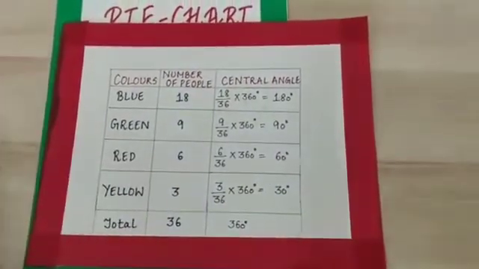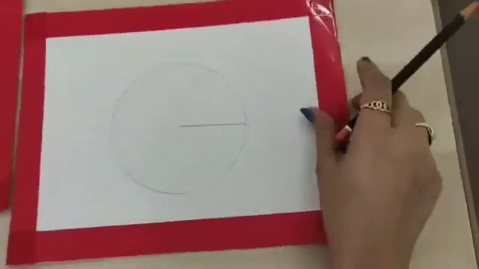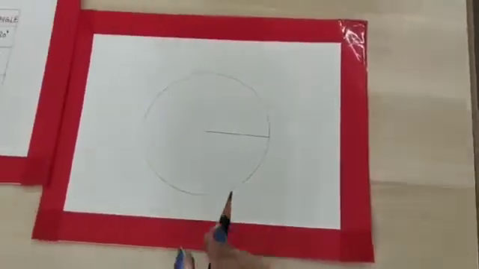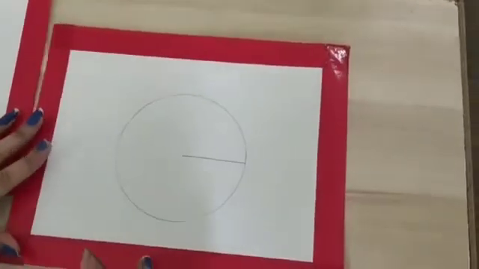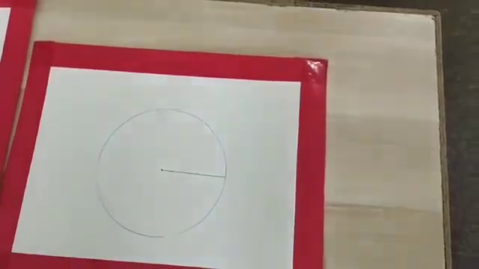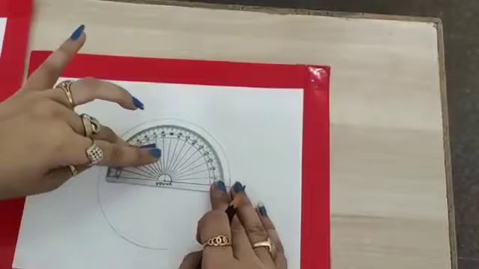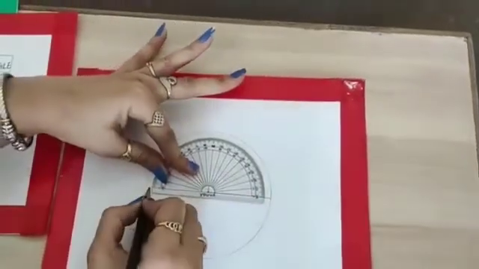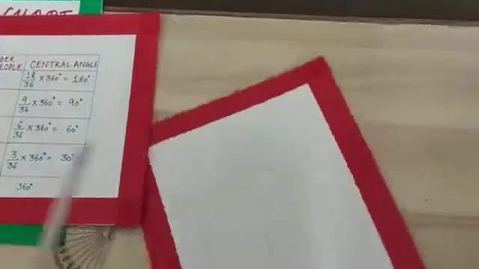So we are going to start with the help of a circle. First we have to draw the circle. You can take a circle of any radius, and this is the center point. Take the center and draw the angle of 180 degrees. First we have to mark 180 degrees. Draw a line.